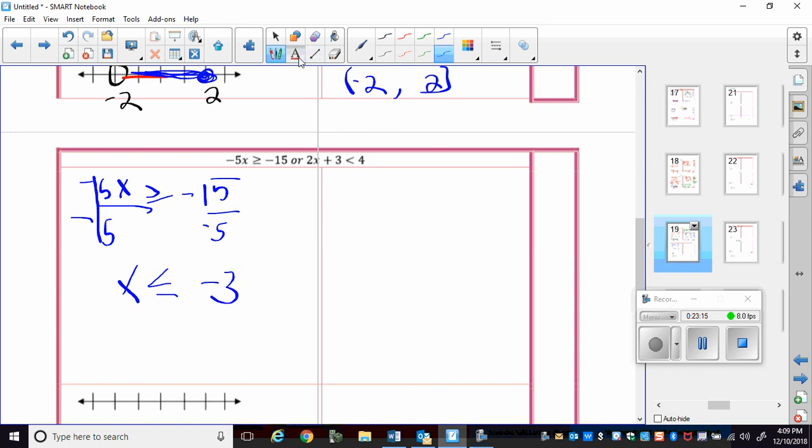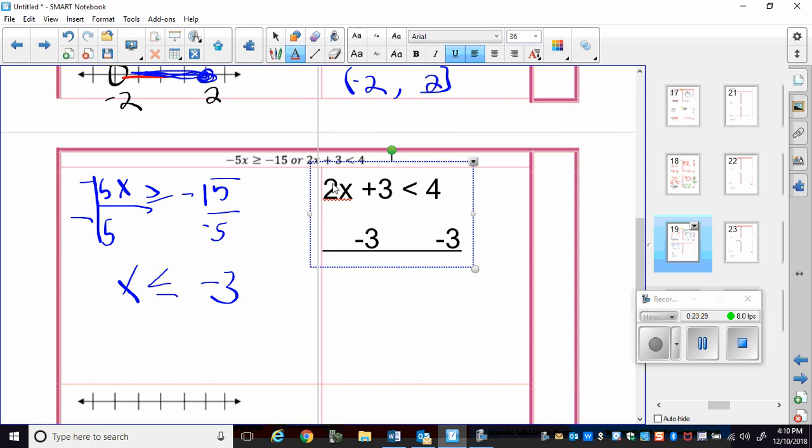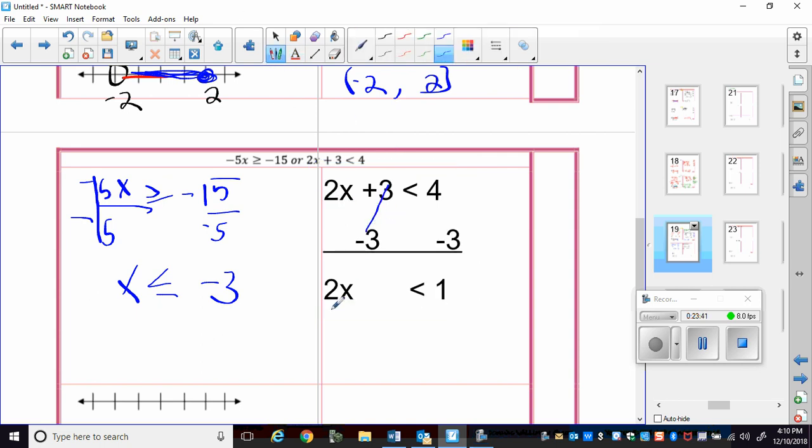Now on the right hand side, I'm just going to type that out. I have 2x plus 3 is less than 4. Okay, and I'm going to subtract 3 on both sides of that symbol, right? And I get 2x is less than 1. 4 minus 3 is 1. And what happens to those 3's? They just go away. Then I divide both sides by 2, and I get x is less than 0.5. So here, the symbol didn't flip, but the other one, symbol did.